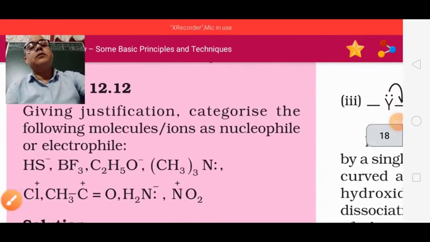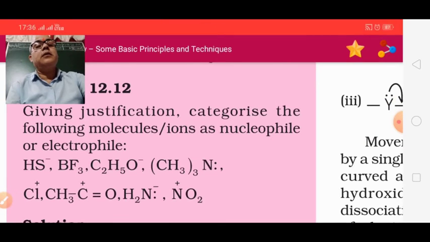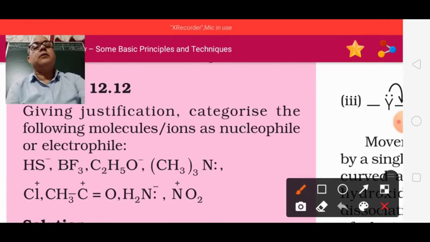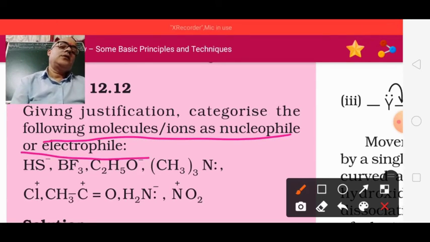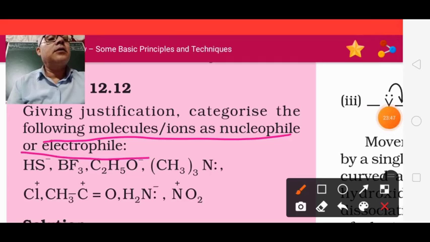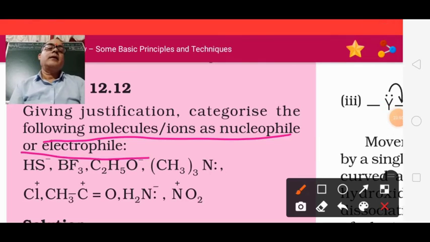What is that question? Categorize the following molecules or ions as nucleophile and electrophile. Student, you have to categorize these molecules or ions into nucleophile and electrophile. Now you think here what will be the electrophile and what will be the nucleophile. In this you have to see which one has extra electrons and which one is electron deficient.